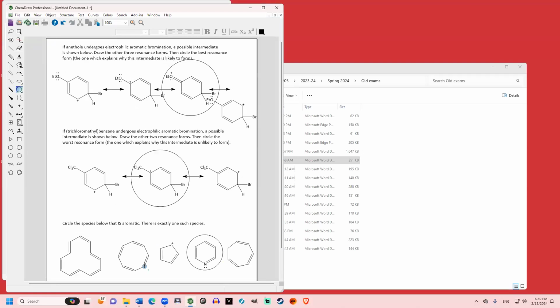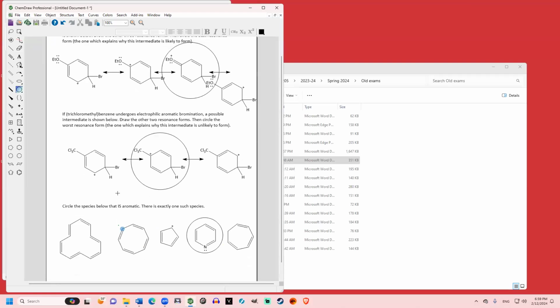I have a question on the previous question that we just did. Could you explain why the middle one is the worst one again? Because you're putting a plus charge right next to a very electron poor atom. The chlorines are pulling electron density away from the carbon. It's like it is a partial plus charge. And you're putting the plus charge adjacent to that. With the other 2 resonance forms, you're not doing that. But would it not matter if it's the most stable carbocation because it's tertiary?